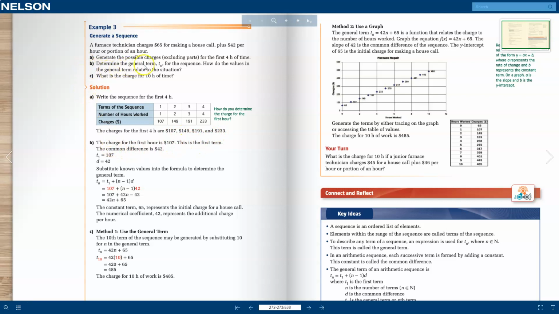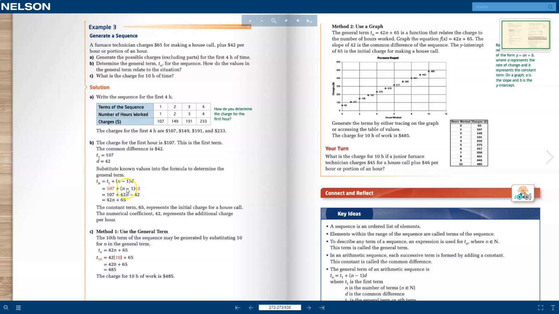Okay, B. Determine the general term Tn for the sequence. How do the values in the general term relate to the situation? Okay, now we're just going to plug in the two values that we found. We found T1 to equal 107. We found d to equal 42. So we're just going to plug it into our general equation that we have. All right, 107 here, 42 here, and then you just simplify as much as you can.